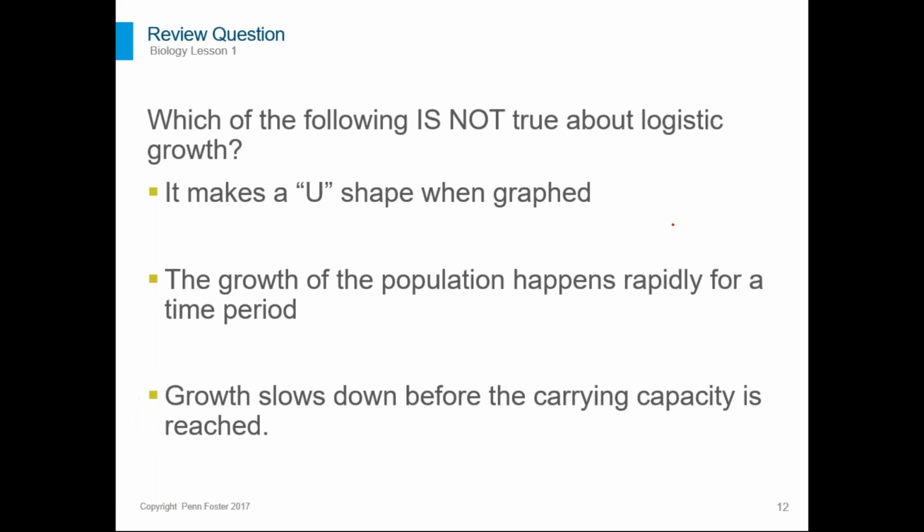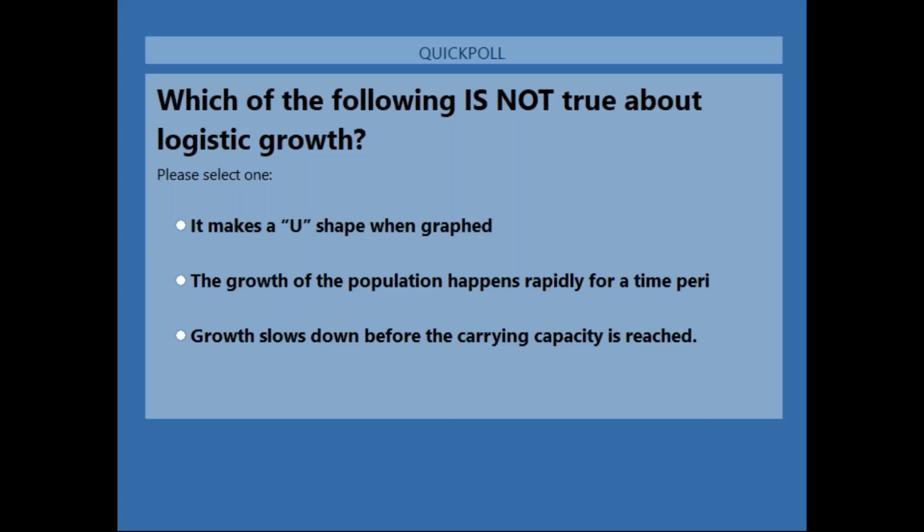Our next review question is about logistic growth. So let me share that poll. So again, answer this poll on your screen. Which of the following is not true about logistic growth? It makes a U shape when graphed. The growth of the population happens rapidly for a while. Or the growth slows down before the carrying capacity is reached. So again, I'll give you about 20 seconds to think about that. Choose which one is not true about logistic growth.